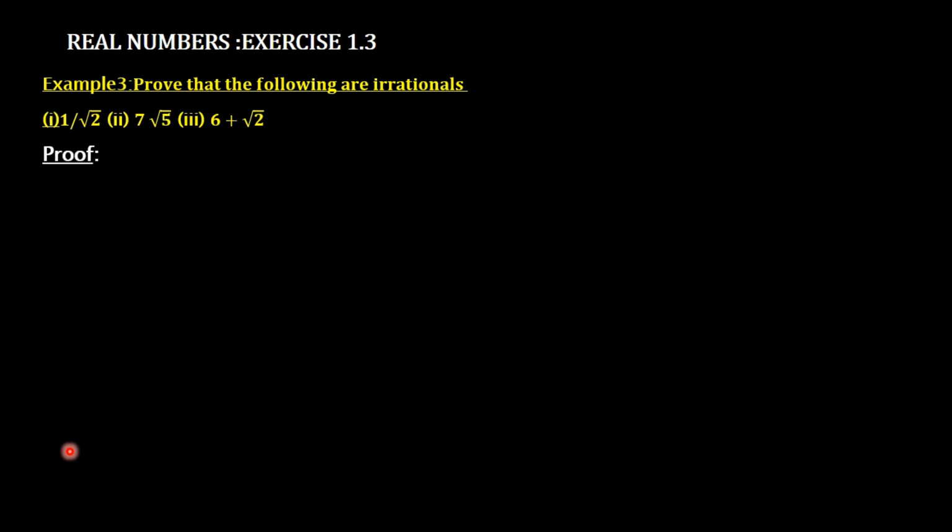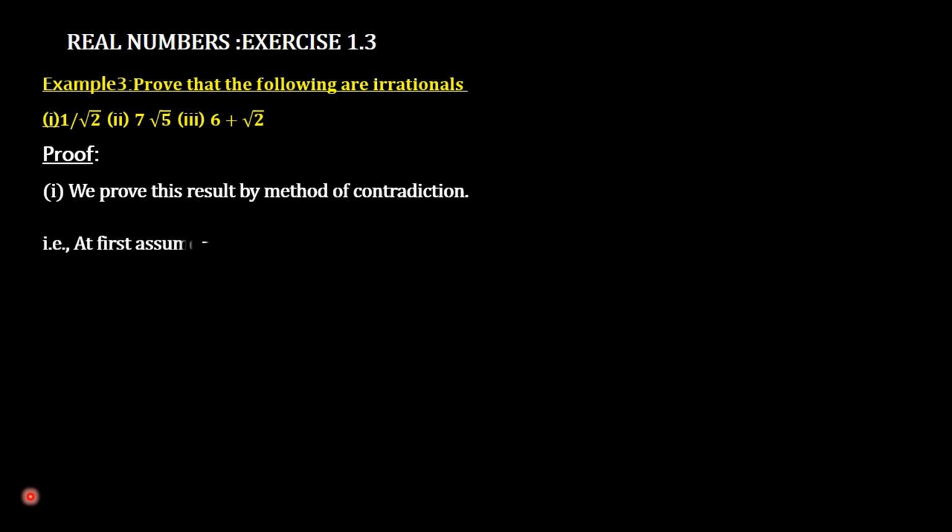Here also we are applying the method of contradiction as usual. For applying contradiction, what do we have to assume? 1 by root 2 is a rational number. Why are we applying the contradiction method? Because we have only two options: either 1 by root 2 is rational or it is irrational. So we have to reach a contradiction, that is, prove something wrong by going this way.